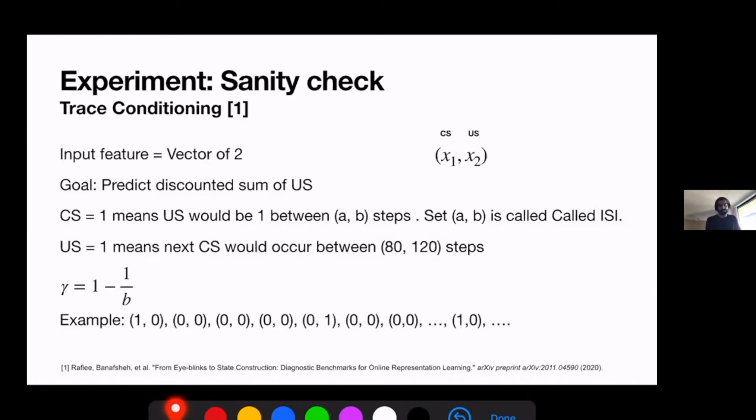So what would an example sequence look like? It would look like 1, 0, so CS is 1, and then you get a bunch of inputs that are all 0, and then the US is 0, and you want to predict the discounted sum of this value, and then you get a lot of 0, 0 inputs for 80 to 120 time steps.